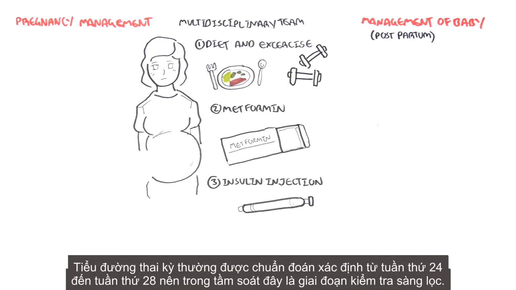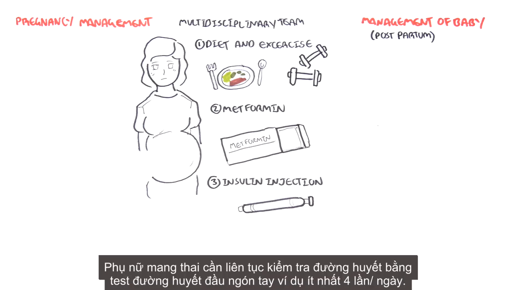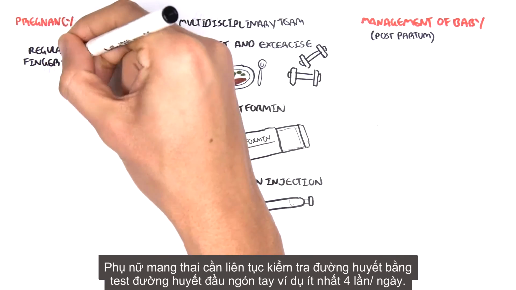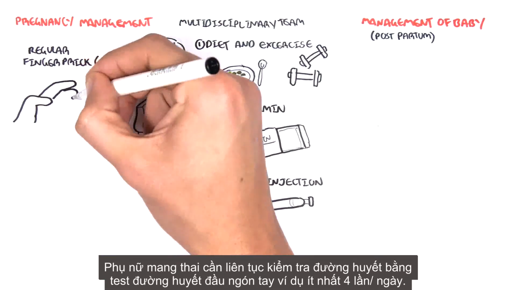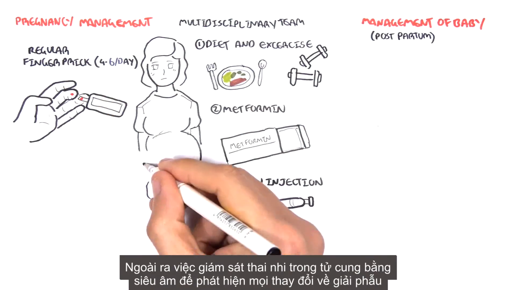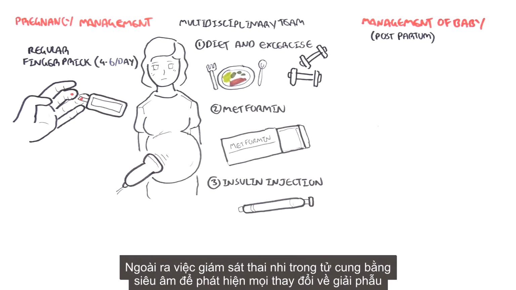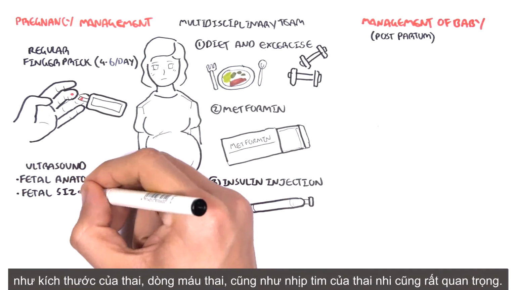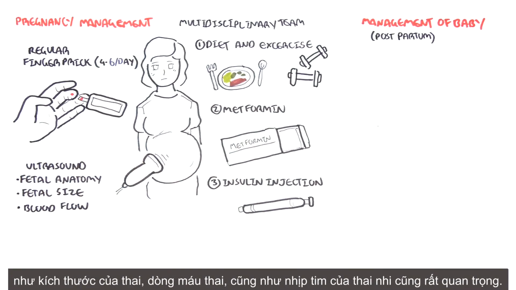During this period of managing gestational diabetes, which again is diagnosed roughly between 24 to 28 weeks, which is a screening process, the pregnant woman needs to continuously monitor their blood glucose with a finger prick test, for example, at least 4 times a day. Further, it is important to monitor the fetus inside the uterus using an ultrasound to detect any anatomical changes, to check for fetal size, to check for fetal blood flow, and also to check the fetal heart rate.